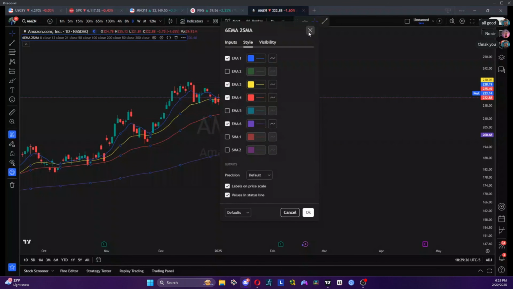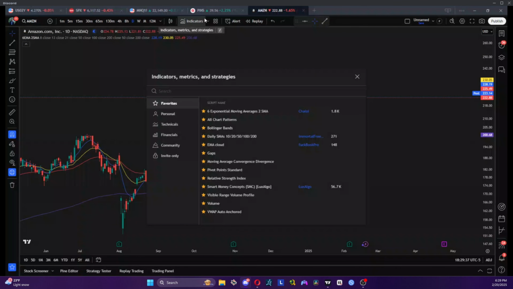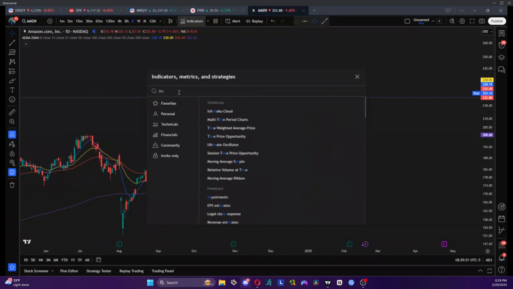So we know that we're using the 8, the 21, the 50, and the 200 EMA. Now this indicator over here is life-changing. This is the daily SMA 10, 20, 50, 100, and 200 by a guy called Immortal Freedom. So let's see if he still has his script up.